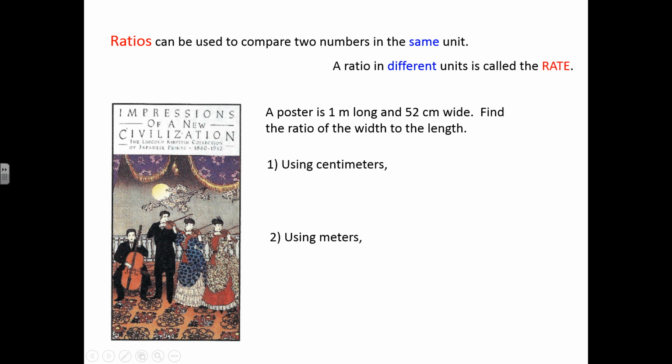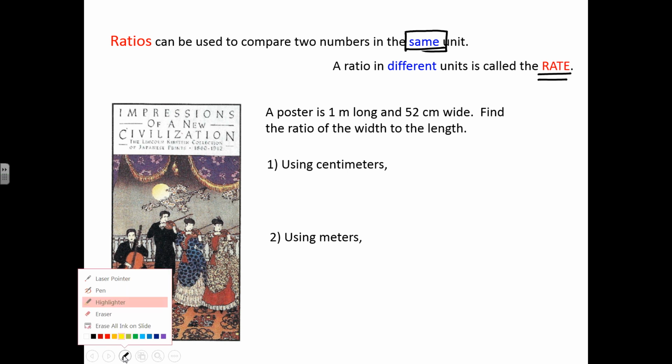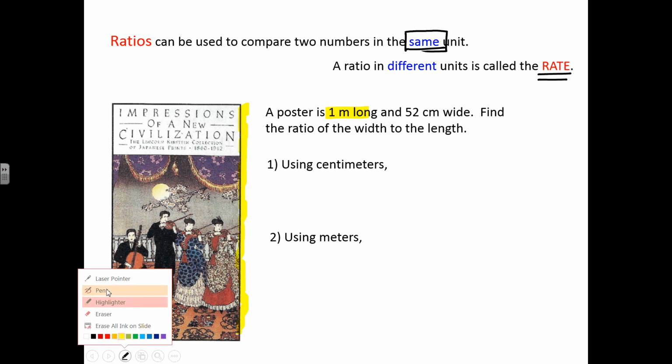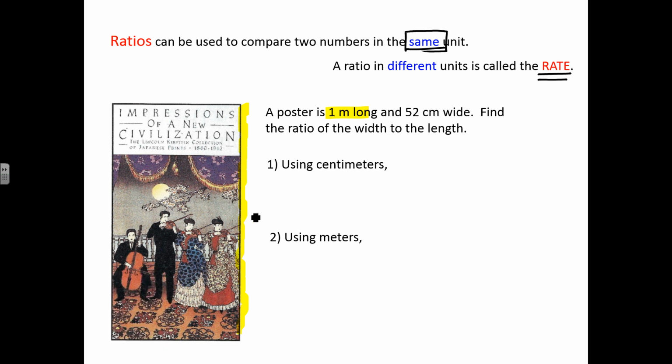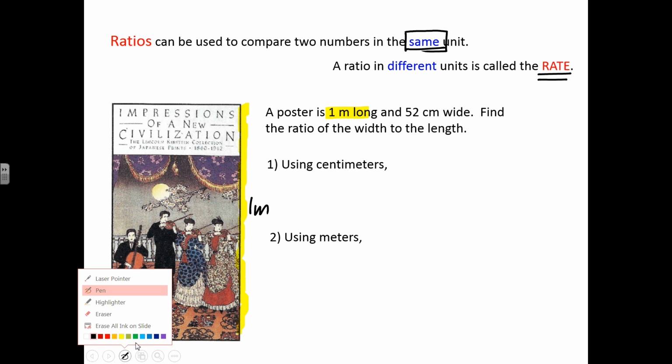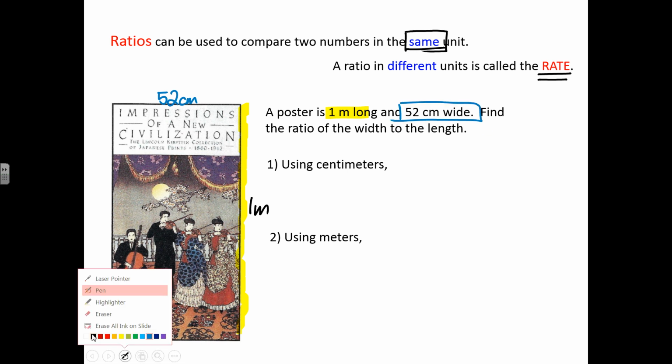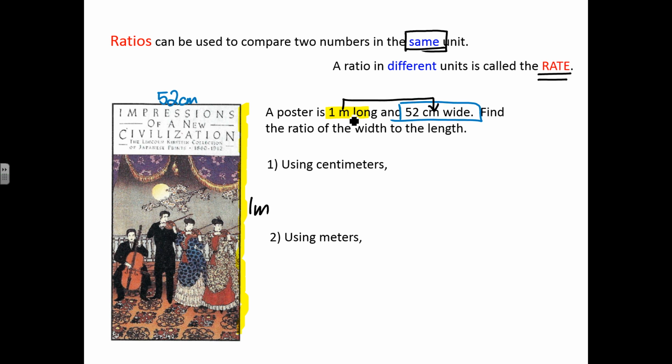Ratios can be used to compare two numbers in the same unit. It's very, very critical that you get in the same unit before you do any comparisons of ratios. Let me give you an example here. A ratio that's in different units is called a rate. So we're given a rate here that this poster is 1 meter long by 52 centimeters wide. Now, this is called a rate. Why is it called a rate? Because we have a discrepancy in units.